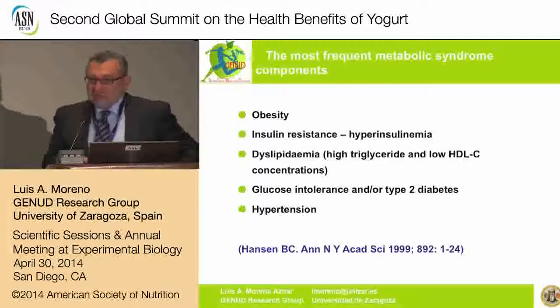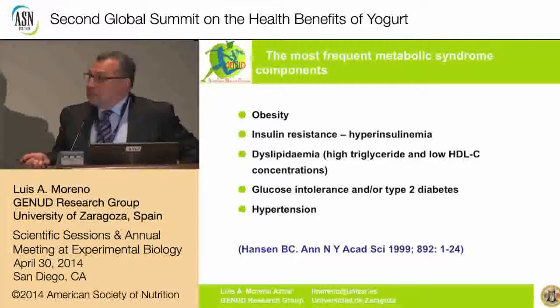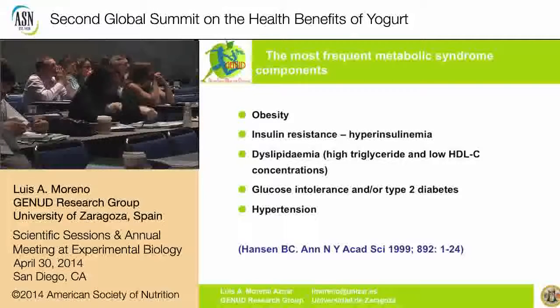In this context, very often we talk about the metabolic syndrome, even if this is discussed, and even more discussed in children and adolescents. But in general, I recommend to include different cardiovascular and endocrine complications of obesity, like insulin resistance, hyperinsulinemia, dyslipidemia with elevated triglyceride levels and low HDL cholesterol concentrations, glucose intolerance and/or type 2 diabetes, and hypertension.